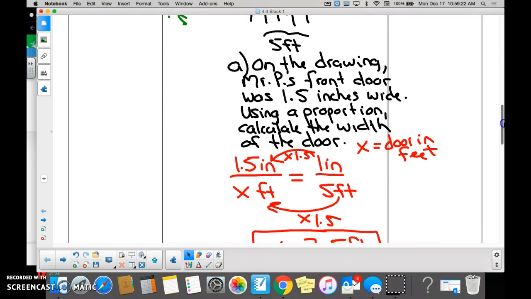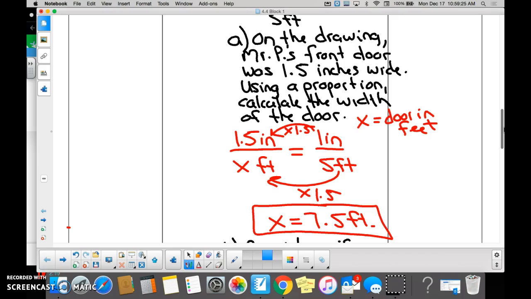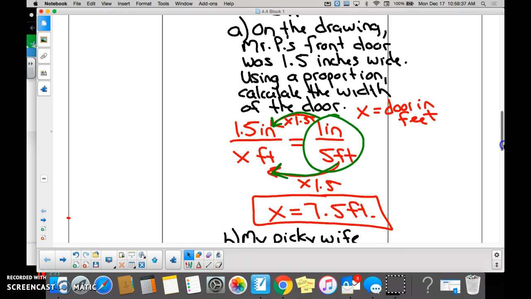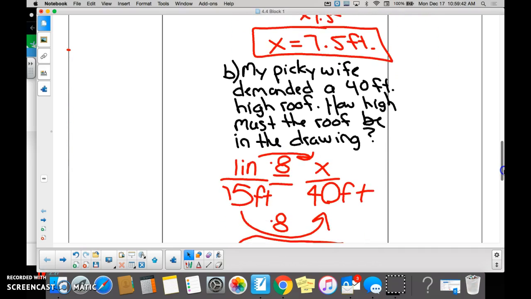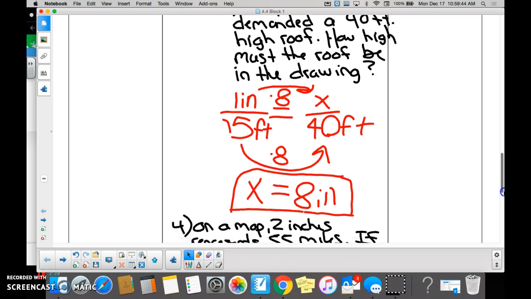My door is 1.5 inches wide. I used the same scale factor of 1 inch to 5 feet, and found out that my door was 7.5 feet across. What are these called again? What else are they called? Same thing, right? Excellent. My wife, same deal. We continue to use the scale factor of 1 inch to 5 feet.